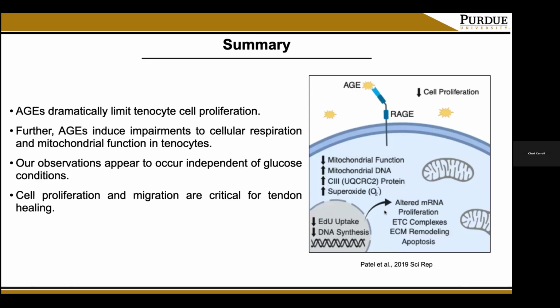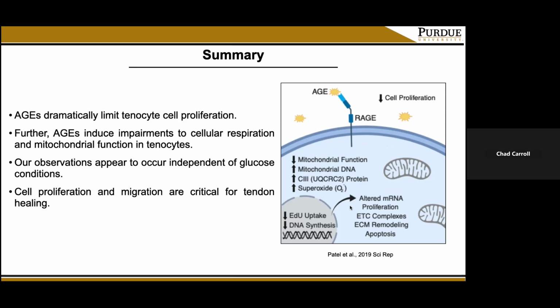So in summary so far, and then we're going to take a maybe third or fourth inning stretch, and then we'll move on here to some other stuff. We know that AGEs dramatically limit tenocyte proliferation. We see impairments in cellular respiration and mitochondrial function. These observations appear to be largely independent of glucose levels, at least in our cell culture model. And we see cell proliferation and migration inhibition in this model as well.